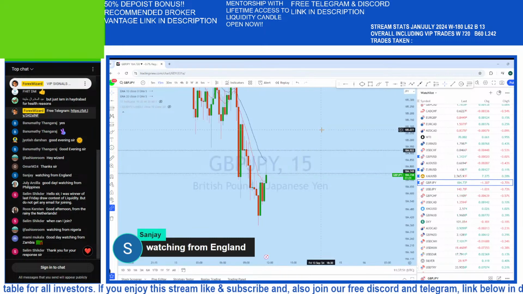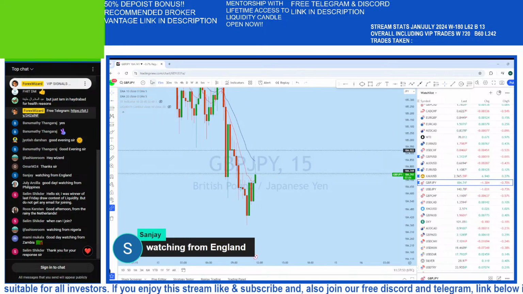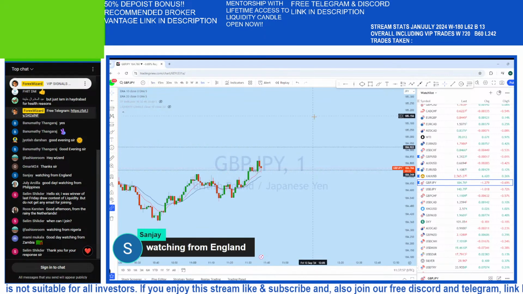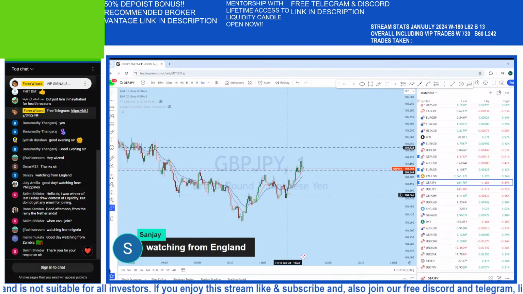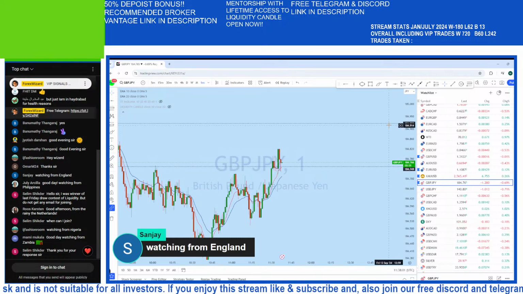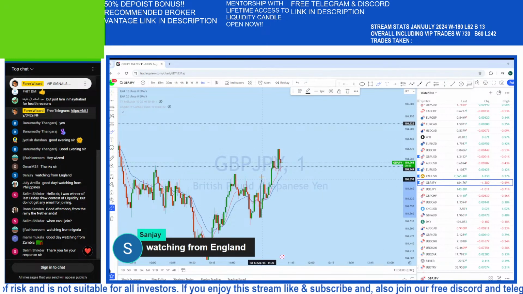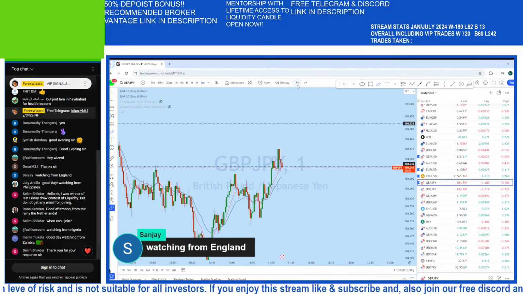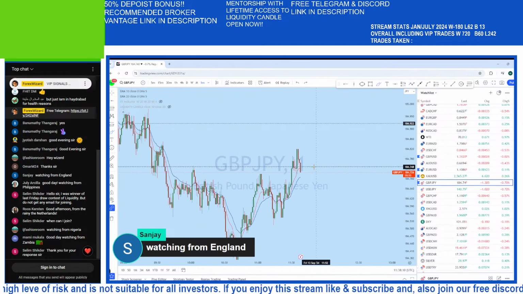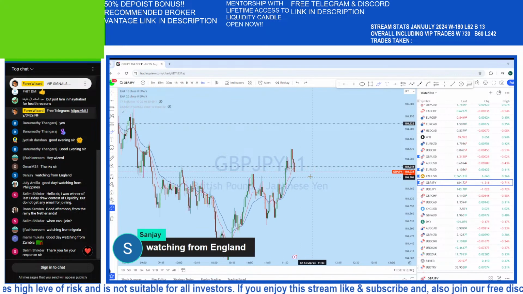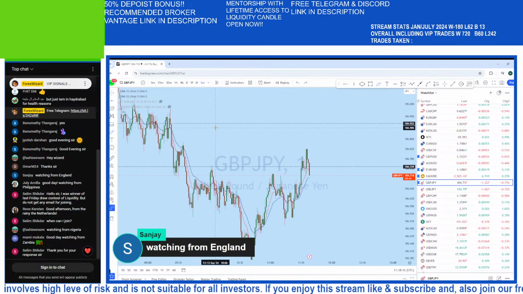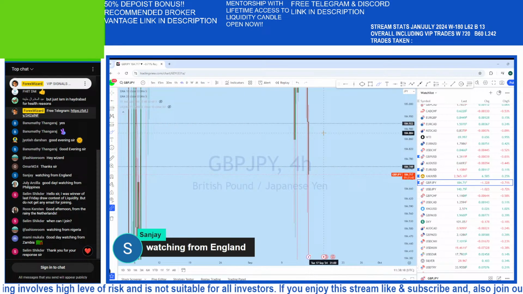Okay, so now what we can see here on GBPJPY, in this area on GJ, this is a very strong bounce. Okay, pullback, another bounce, deeper pullback. We can see another bounce, expecting the market to react in this area. This is an important level of resistance.